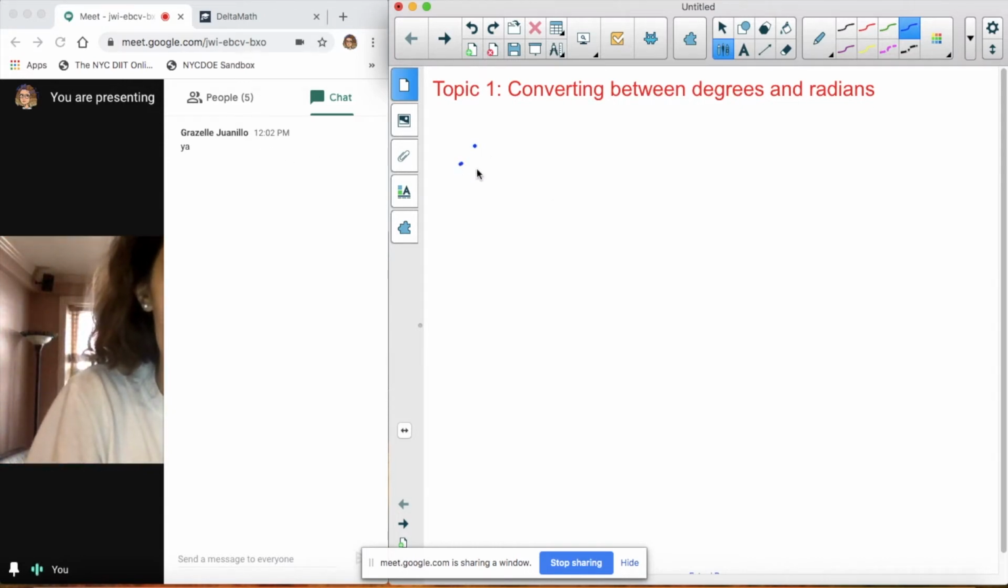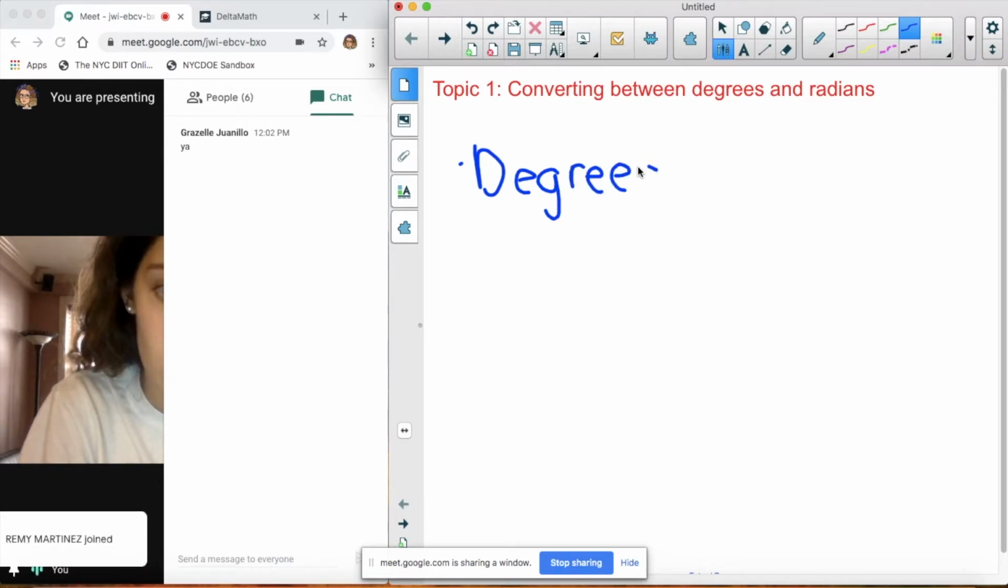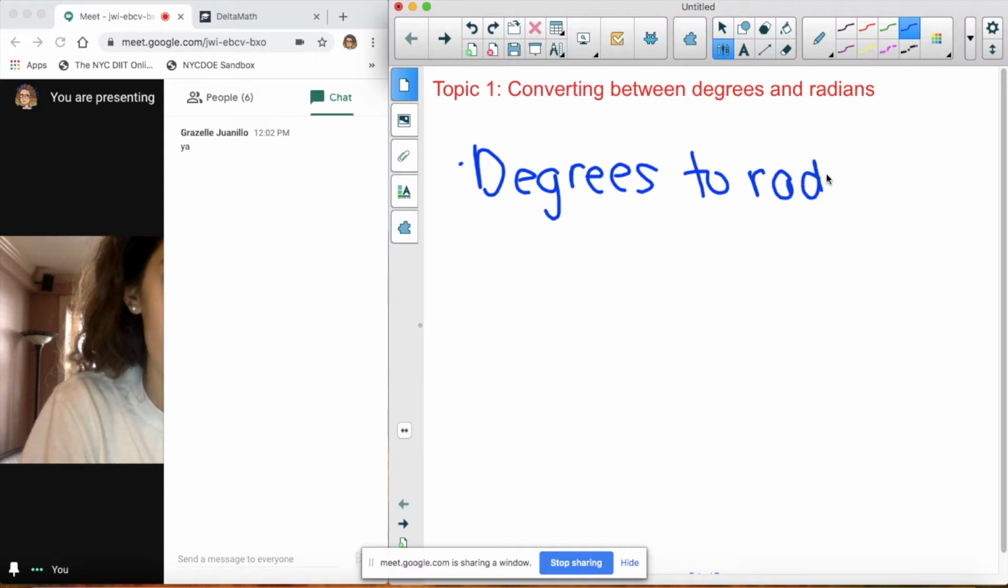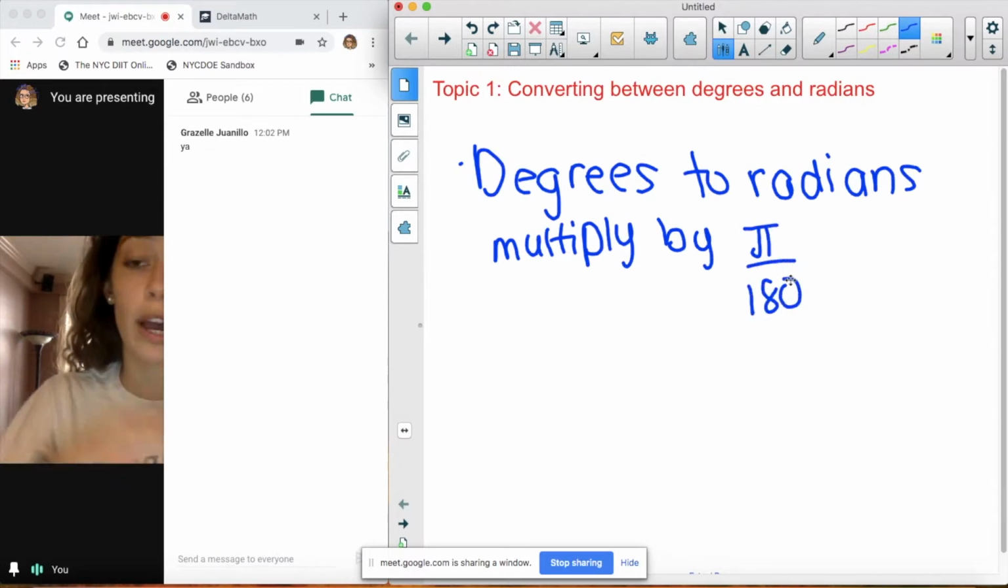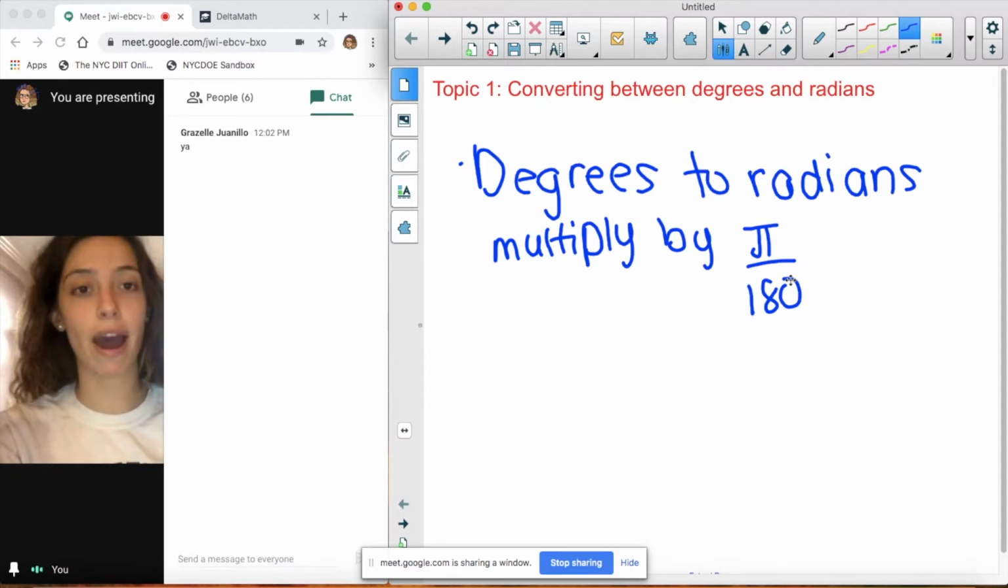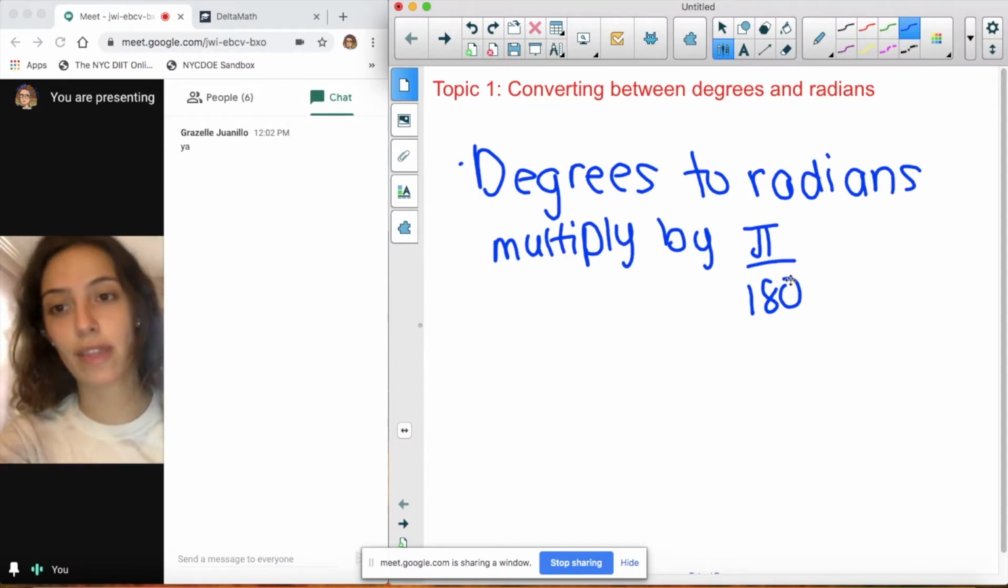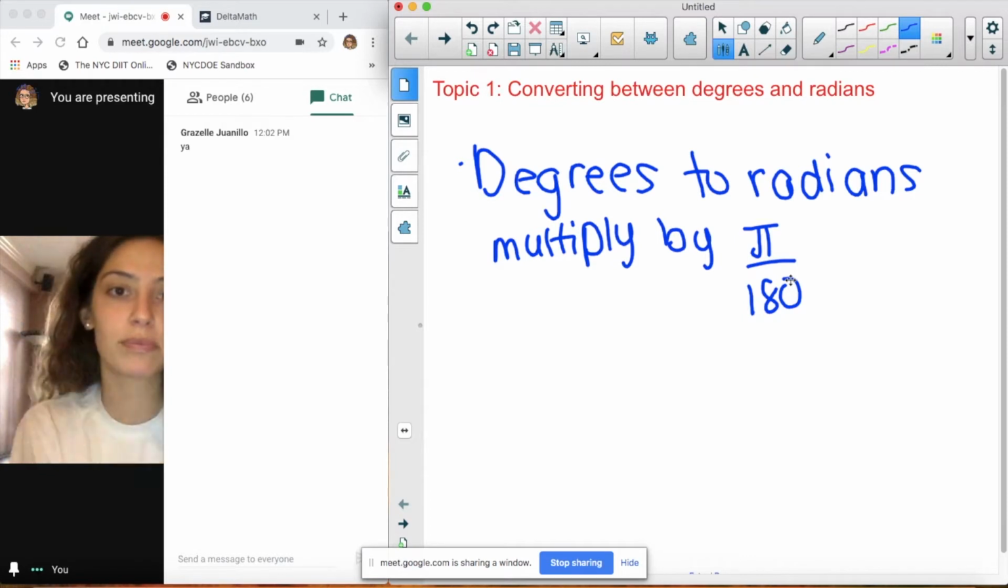So, to go from degrees to radians, you have to multiply by pi over 180. So you guys should be making a review sheet if you haven't already. This would kind of go in that notes section that's there.